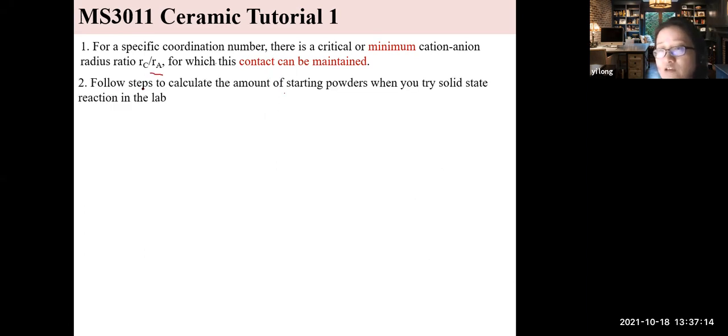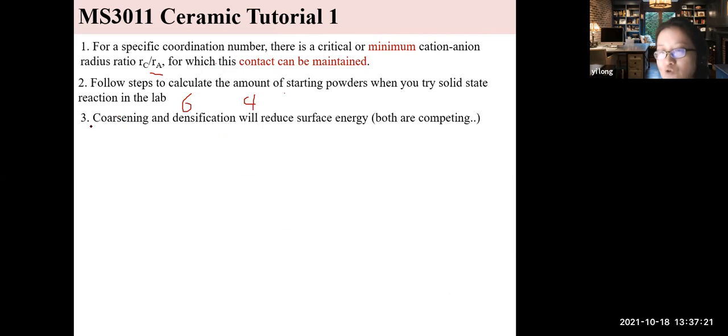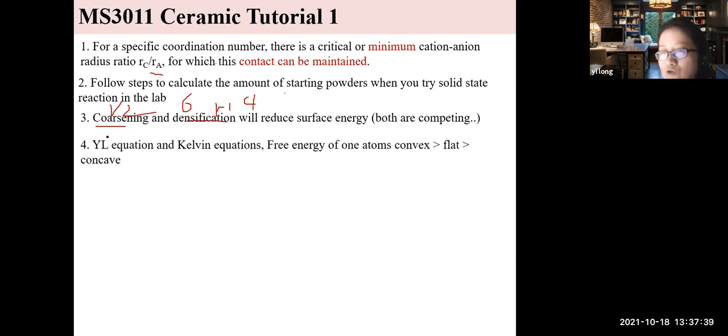Then follow the steps. There are altogether 6 steps, and remember step 4 is the most important one. Also coarsening and densification: coarsening is route 2, densification is route 1. Both will happen, and that's what we learned this week. How can we control it to make route 1 happen more or route 2 happen more, depending on your requirement? Also we learned Young substitution and the Kelvin equation.